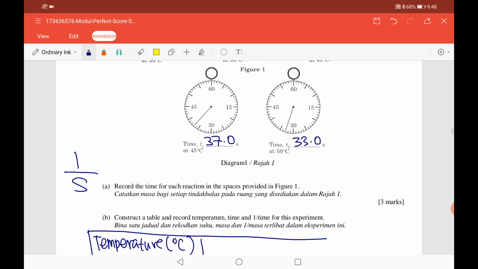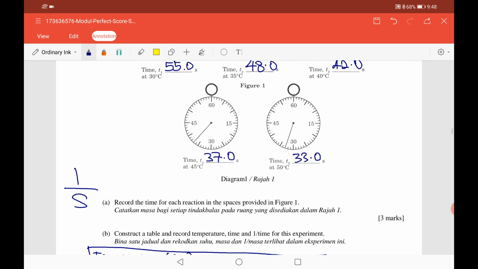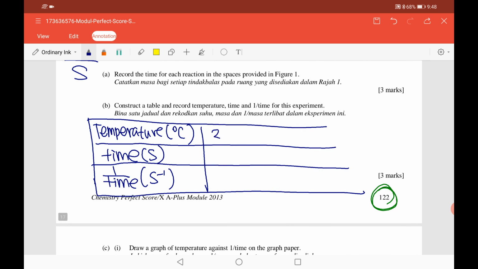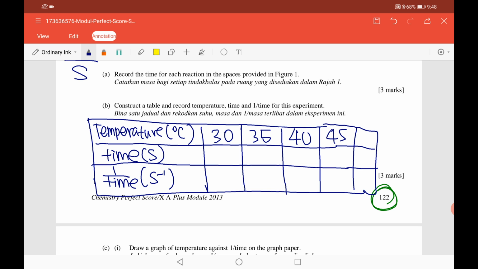So in this case, they give us, so we don't need. So we have the temperature of 30, 35, 40, 45, and also 50. Yeah, so that's it. So next one, the time.